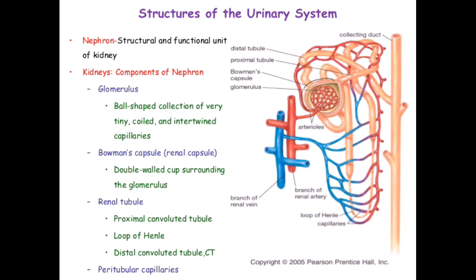Double-walled cup-like structure surrounds the glomerulus. Renal tubule, 3 parts are there: proximal convoluted tubule, PCT, loop of Henle, and distal convoluted tubule, that is the DCT. Then peritubular capillaries.